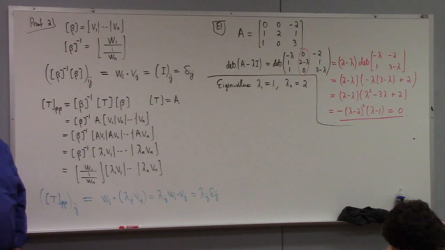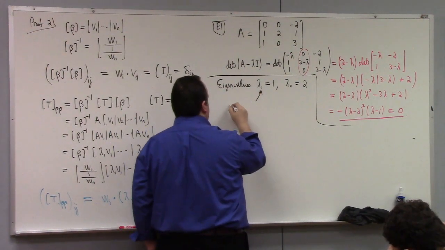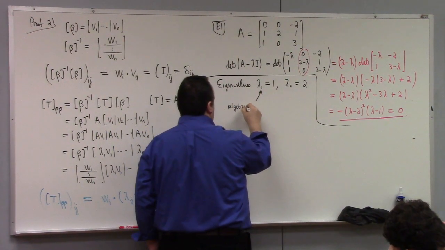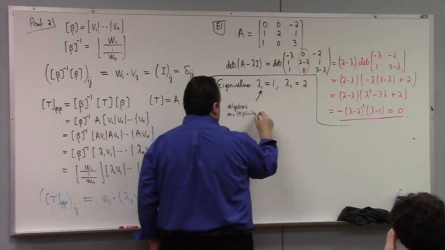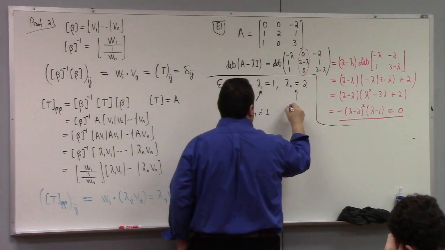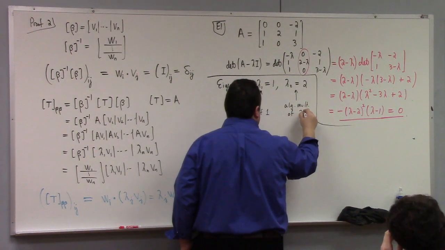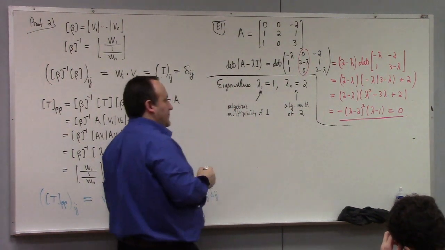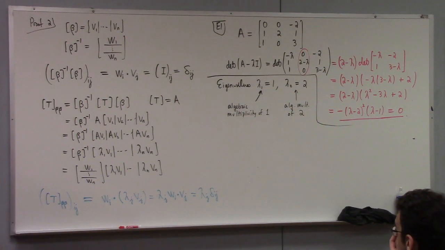Let me introduce a little terminology for us here. This one has algebraic multiplicity of 1. This one has an algebraic multiplicity of 2. The reason I say algebraic multiplicity is that's the number of times the root 2 appears as a 0 for the characteristic equation. See the difference?